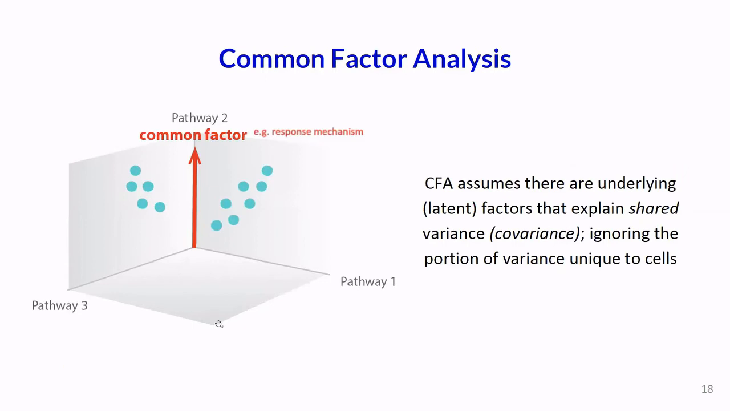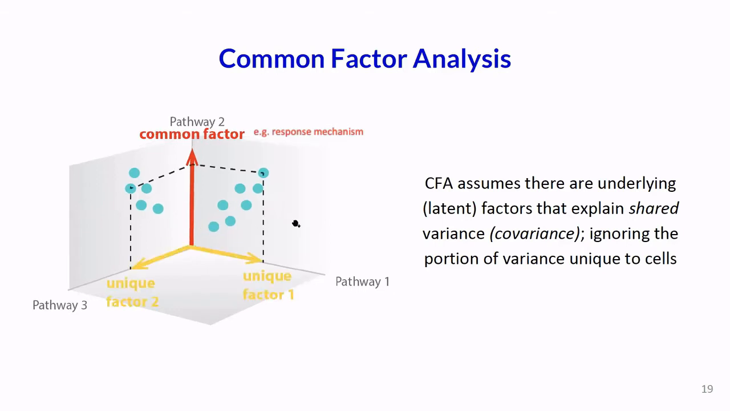But if you do common factor analysis, this method assumes that there are underlying latent factors that explain shared components of variance, and therefore covariance of cells along certain dimensions. And therefore, it ignores the proportion of variance that could be unique to the cells. Therefore, the factors themselves, unlike PCA, are not necessarily a linear sum of the common factors.